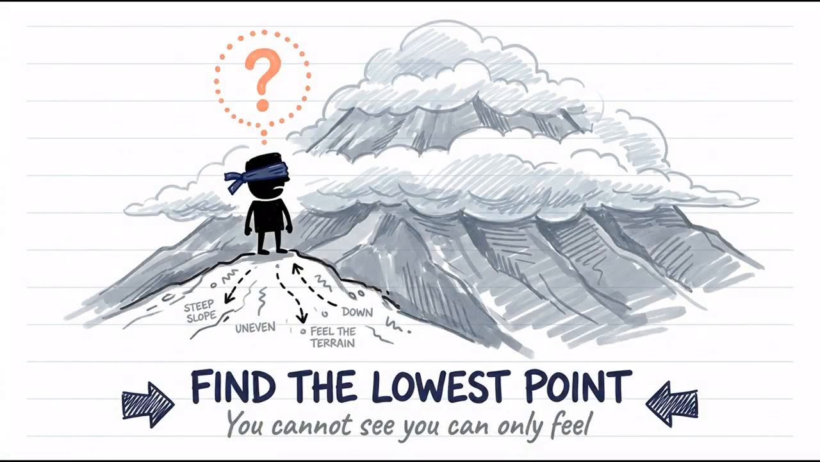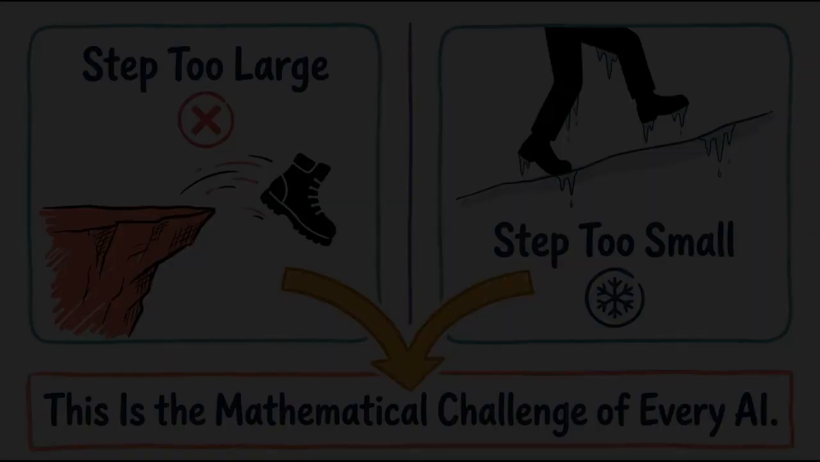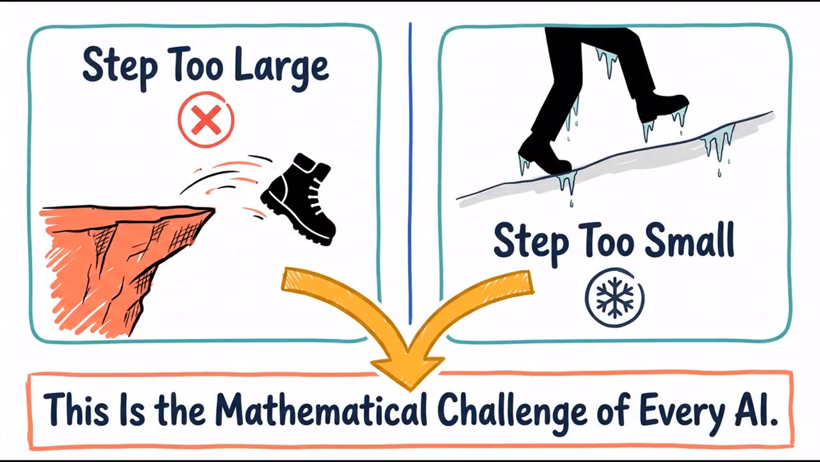Imagine standing on a massive fog-shrouded mountain blindfolded. Your task is to find the absolute lowest point of the valley. You cannot see the landscape, you have no map, and you can only feel the slope beneath your boots. One step too large and you fly off a cliff. One step too small and you freeze on the slopes.